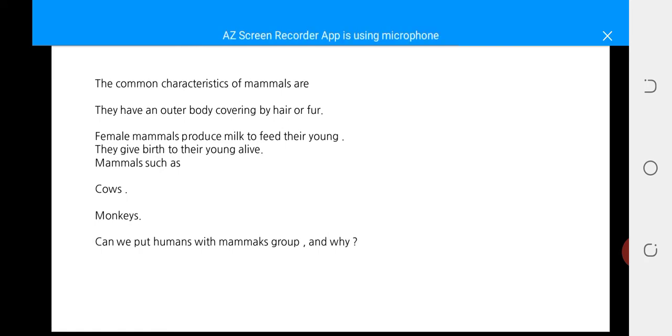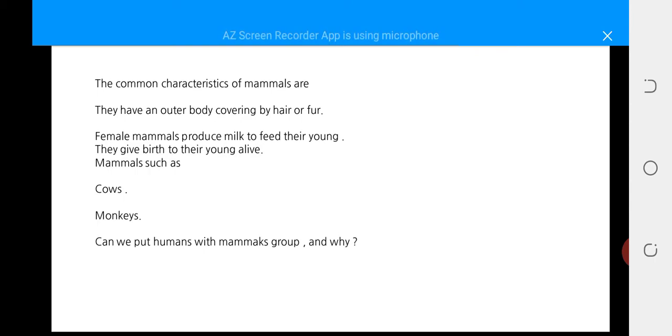If an animal has these common characteristics: number one, the outer body covered by hair or fur; number two, the female can produce milk to feed their young; number three, they deliver babies; that means this animal belongs to the group of mammals. Mammals such as cows, monkeys, and horses, and you will find a lot of them around you.